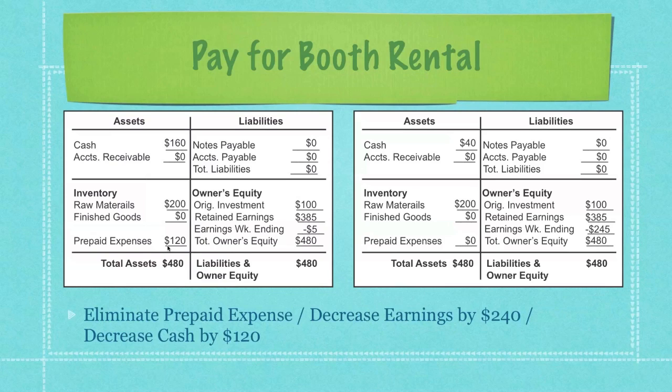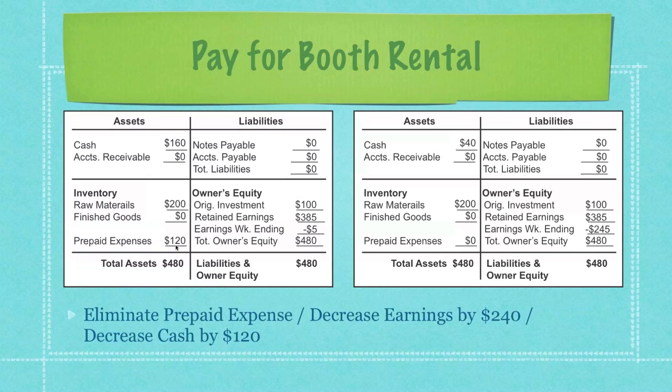Now, from the last tutorial, we prepaid 1/2 of our total rent charges for our booth at the local mall, which equaled out to $120. And it was a prepaid expense because we were not going to actually use the benefit of this expense immediately, so we held it over until we actually wanted to use it.